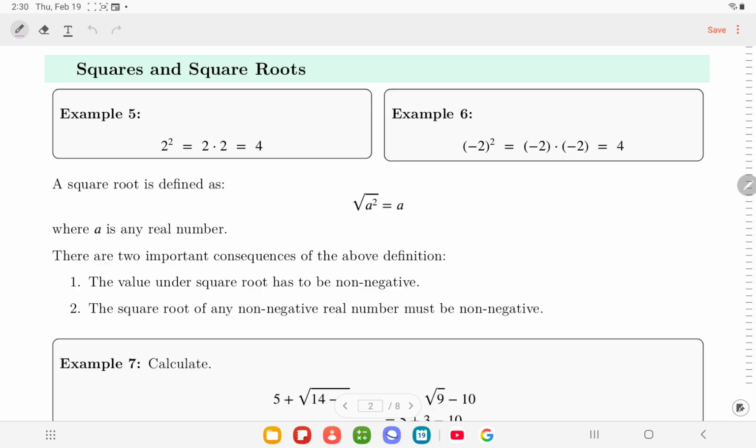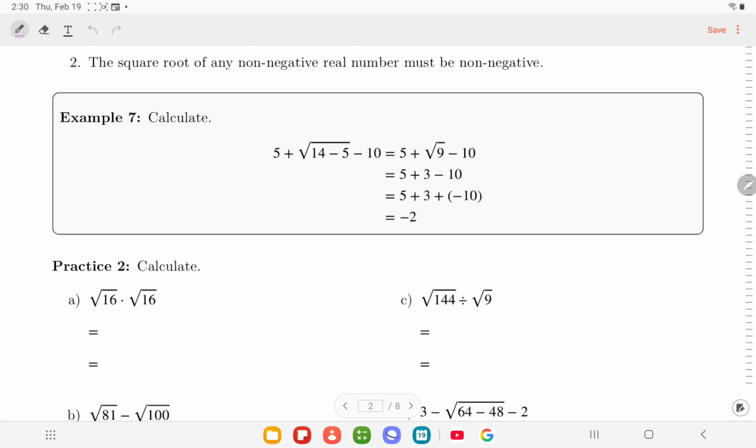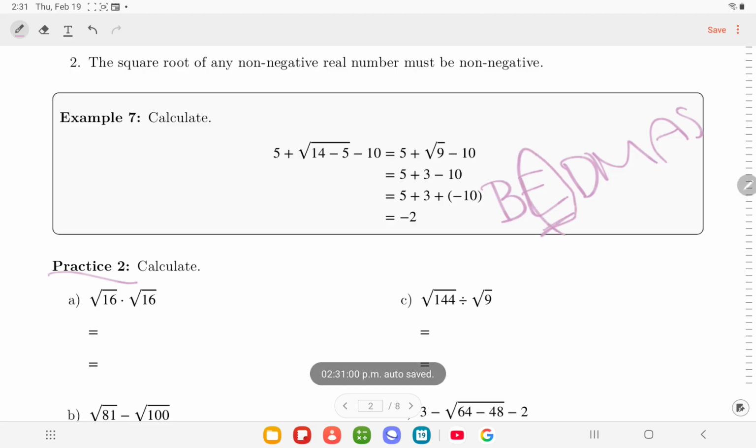Another thing to remember is BEDMAS. And this is going to be important for our practice too here. While square roots aren't explicitly in BEDMAS, they fall under exponents. So we would do them after we do brackets, but before we look at division or multiplication.